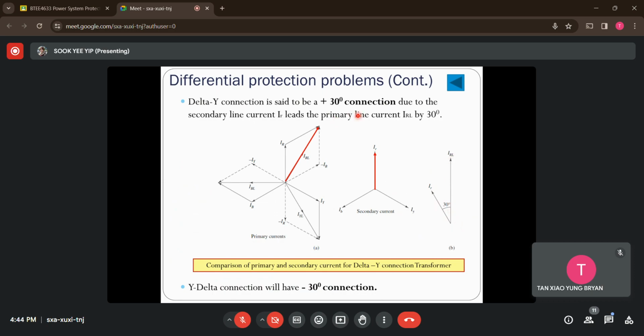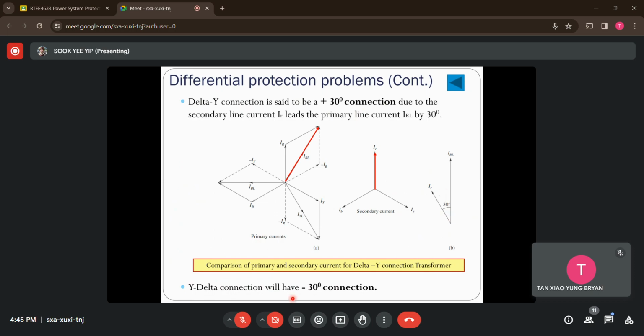But how about if I have the reverse connection? I have a Y-delta connection instead. You will notice that I have a negative 30-degree connection instead, which means that now the secondary current lags behind the primary current.